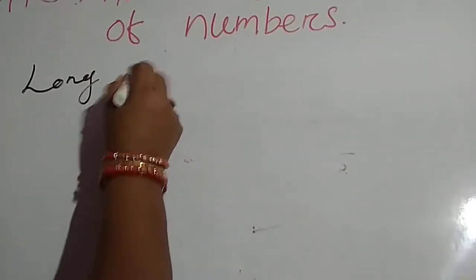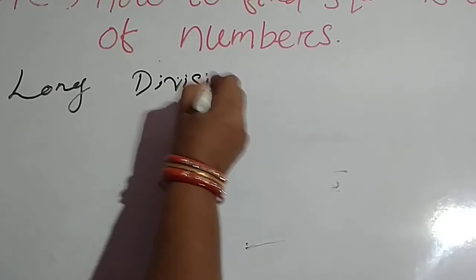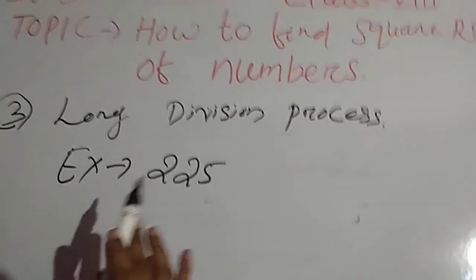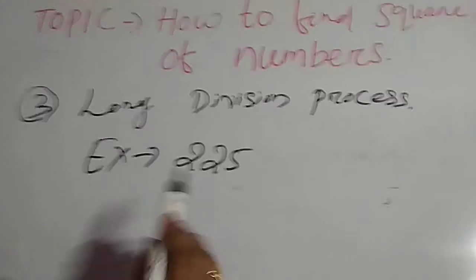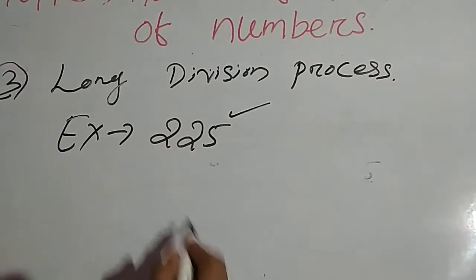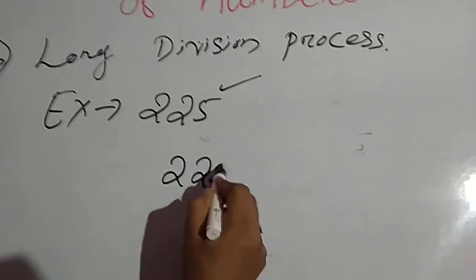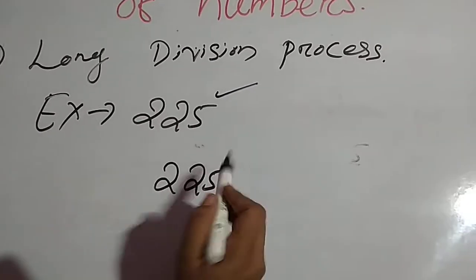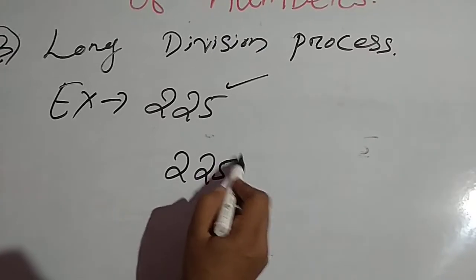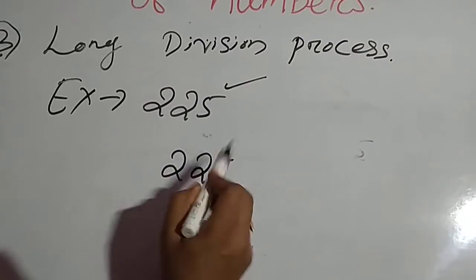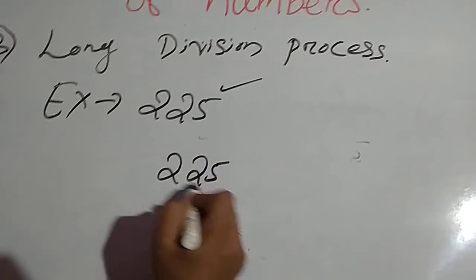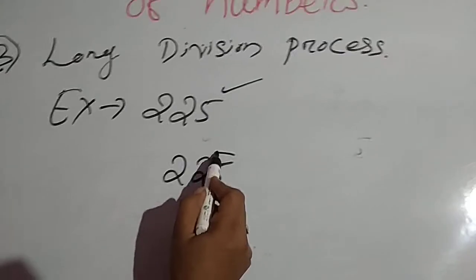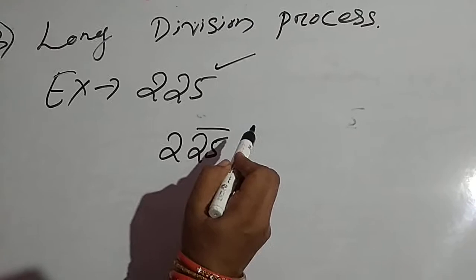So what is long division process? Now we use the long division process. Look here. Again, you take that same example, 225. Okay. So when we apply the long division process, first we draw the bar from right-hand side to left-hand side on the digits. Here there are 3 digits, 2, 2 and 5. So always we take the bar right to left on 2 digits.